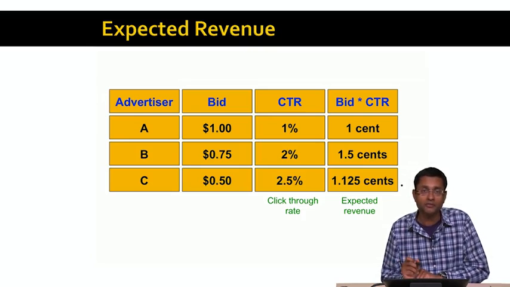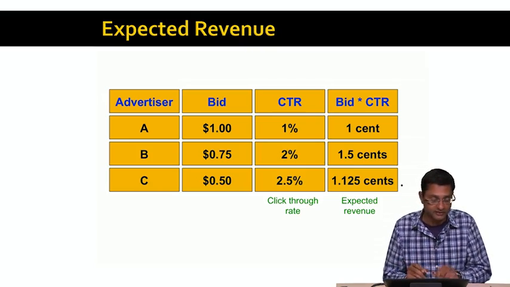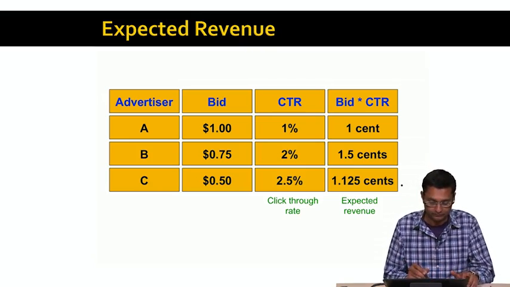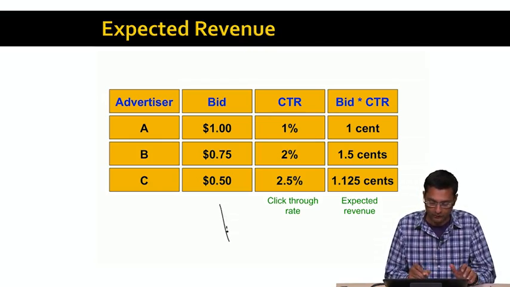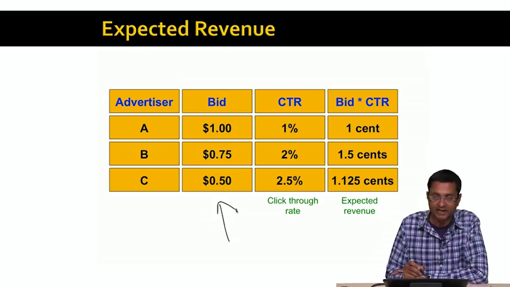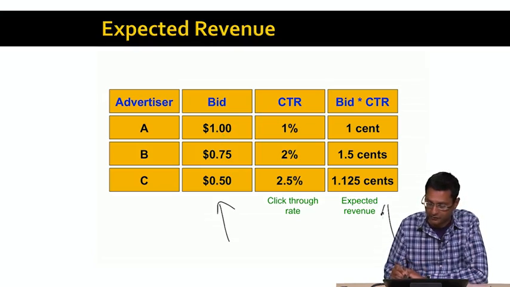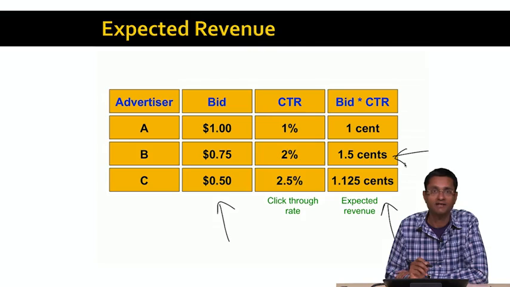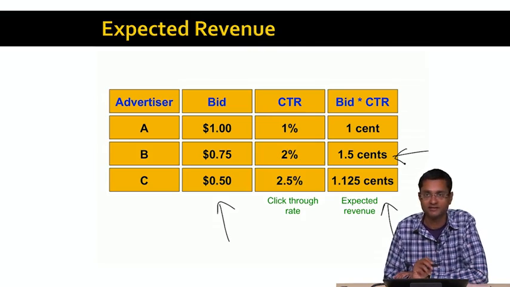Now, the important innovation that Google did beyond the model that Overture had introduced was to observe this and notice that it's much better to sort advertisers by expected revenue than it is to sort them by bid, right? So when you sort by bid, you place advertiser A first, whereas when you sort by expected revenue, you observe that advertiser B's ad is actually a much better ad to show.